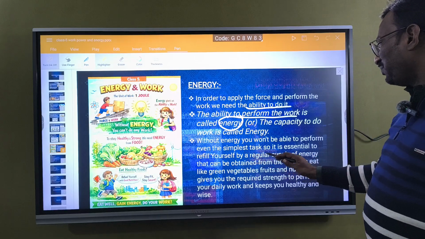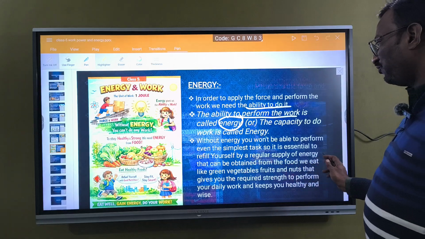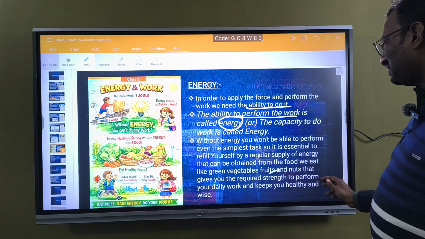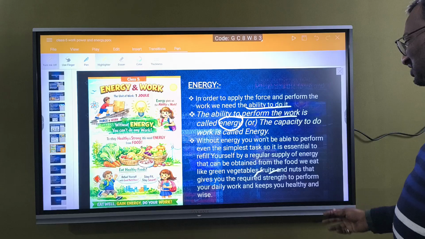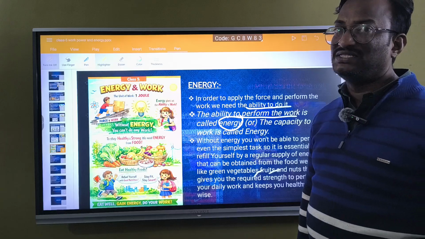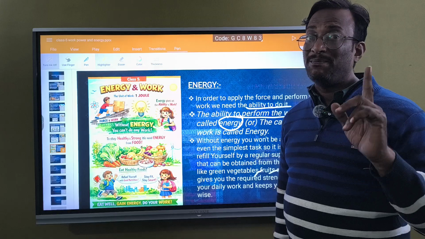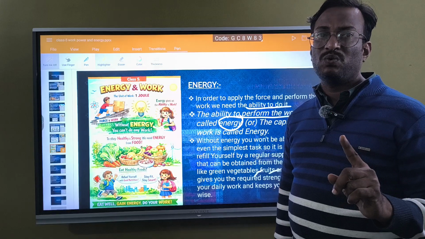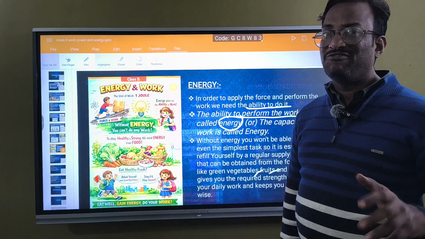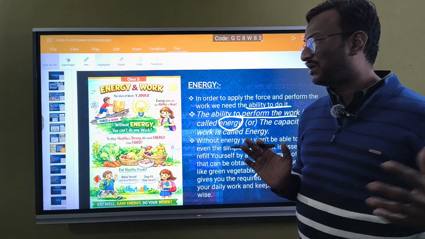So refill yourself with a regular supply of energy that can be obtained from the food we eat, like green vegetables, fruits and nuts, that give you the required strength to perform your daily work and keep you healthy and wise. So definitely don't skip the food, children. Skipping food is a very bad habit and it costs you much in your life. It will be very dangerous to your life in future. As of now you will be good, but if you skip the food, in future you are going to get a lot of problems.